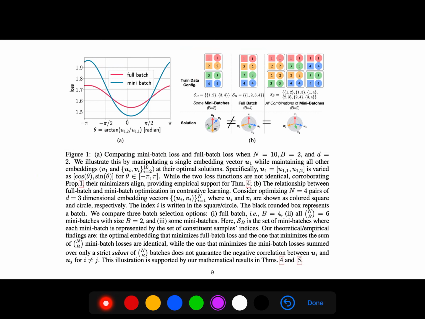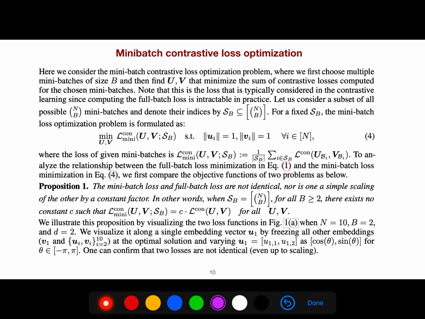So you see, this is the full batch that you always use, but the mini batch could have many different combinations. For example, 3 and 4, 1 and 2, or even all combinations of mini batches. And here in A, you see how the loss of, for example, a full batch is different from the mini batch.